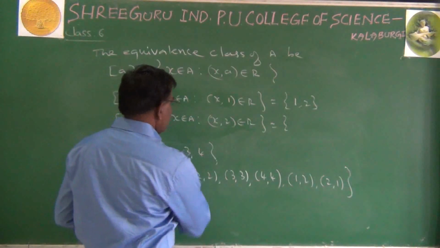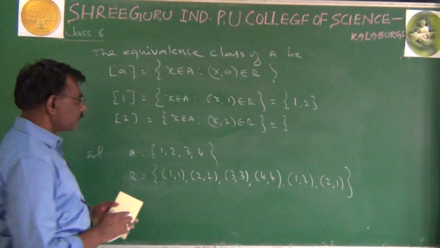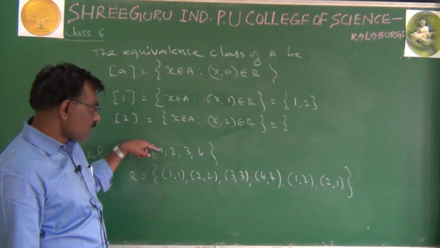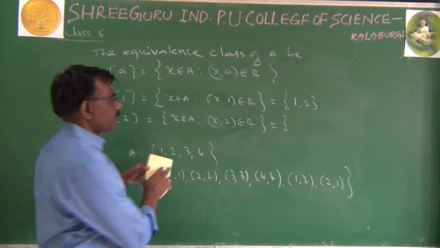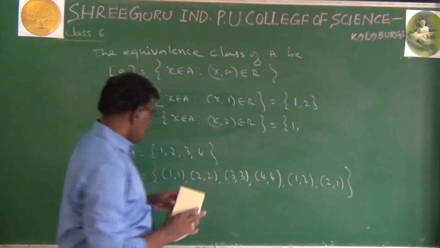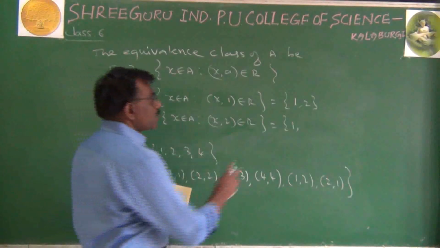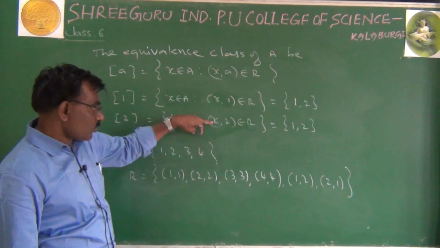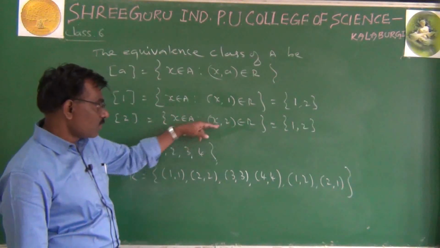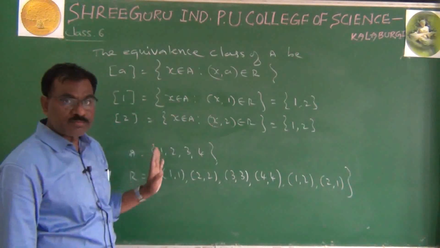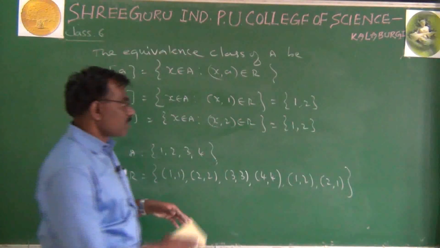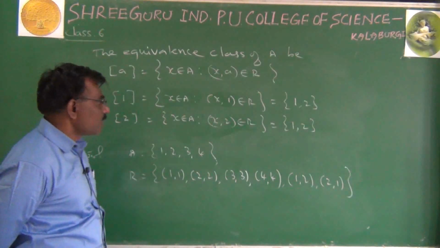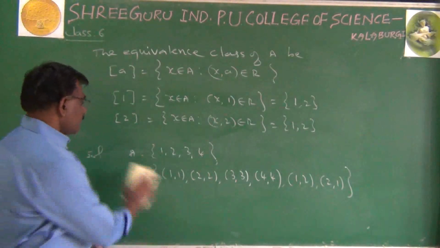Then what is next? Equivalence class of 2. X is 1, (1, 2), yes. X is 2, (2, 2), yes. X is 3, (3, 2), no. X is 4, (4, 2), no. So the equivalence class of 2 is {1, 2}. Then what is next?